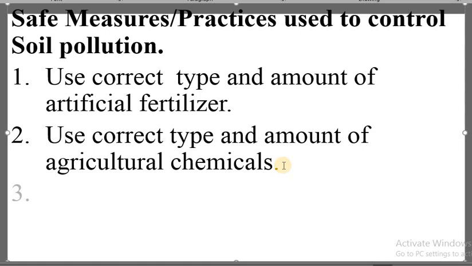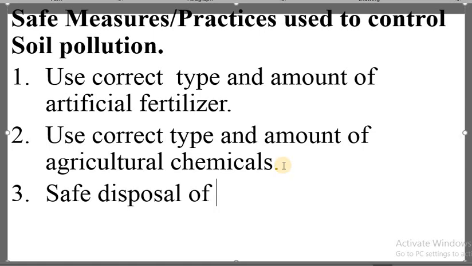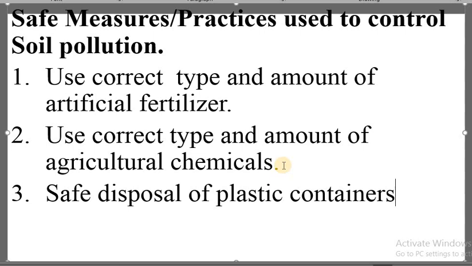The third point, if you remember, the third cause was throwing plastic containers or bottles in the farming land. So how do we control that? As farmers, farmers should carry out what we call safe disposal of plastic containers, safe disposal of plastic containers, bottles, and straws.